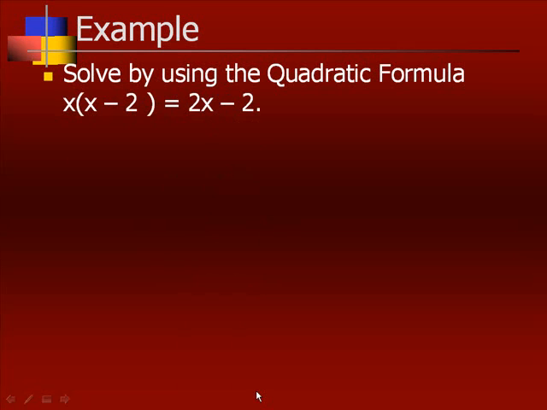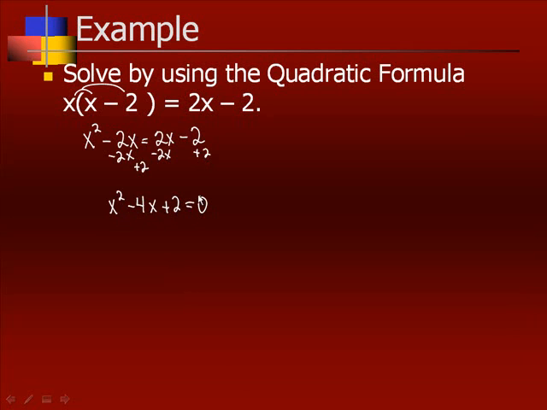Okay, let's do another one. Now this one doesn't even look quadratic yet, but when we go through and multiply this out, we get x squared minus 2x equals 2x minus 2. Now anytime you see quadratic, you need to be thinking set it equal to 0. So we're going to subtract 2x from both sides. We're going to add 2 to both sides. So we get x squared minus 4x plus 2 equals 0. A is 1, B is negative 4, C is 2.